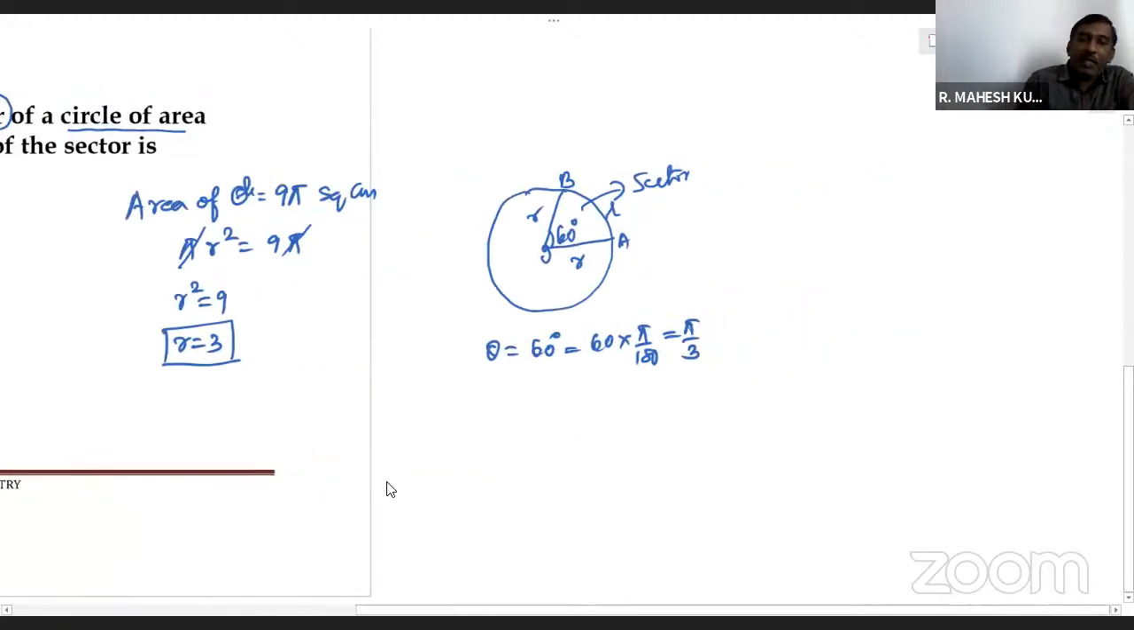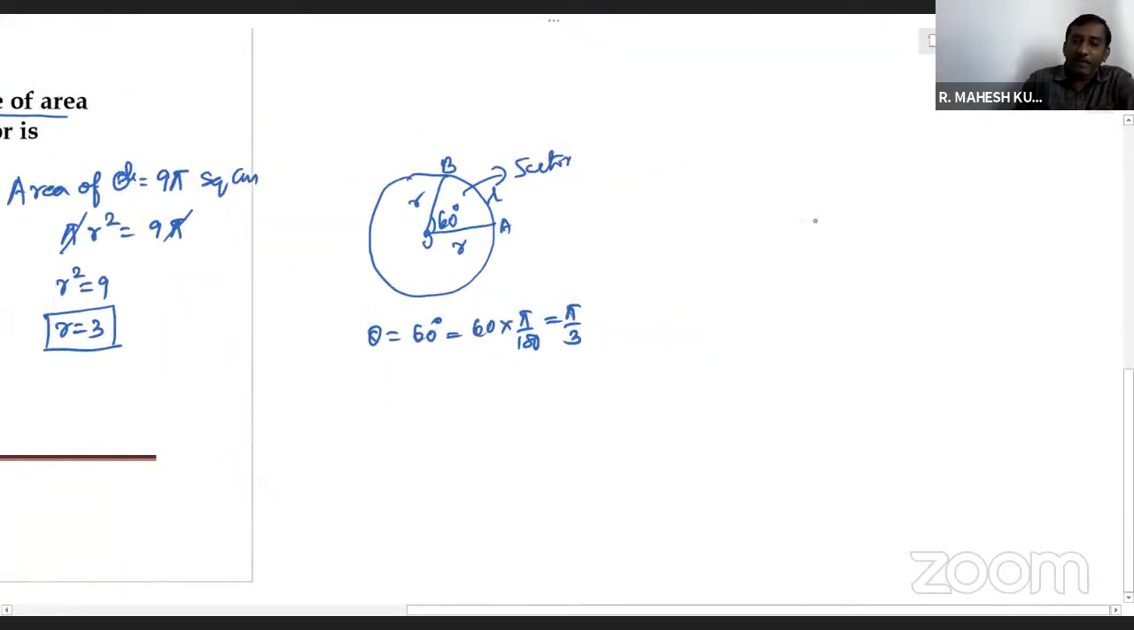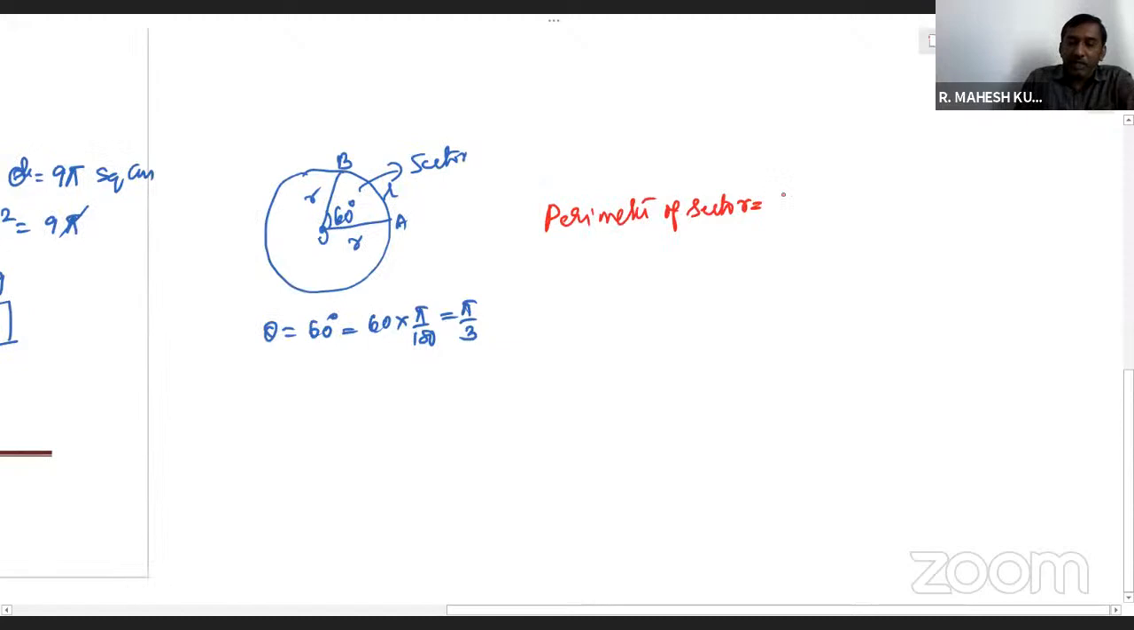What is perimeter? Perimeter means the sum of all the lengths of the sides of the boundary. Understood? Let me write the perimeter of the sector. What is going to be the perimeter of the sector here? It is going to be OA plus arc AB plus again radius OB. That is R plus L plus R. So this is going to be 2R plus L.